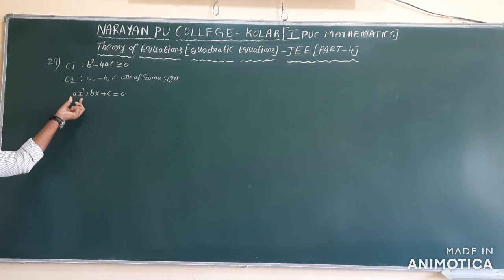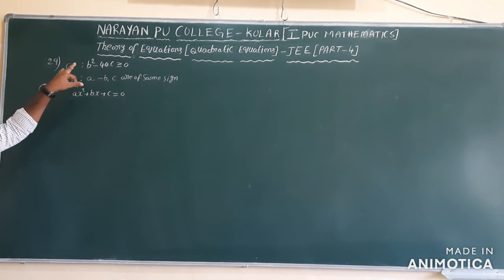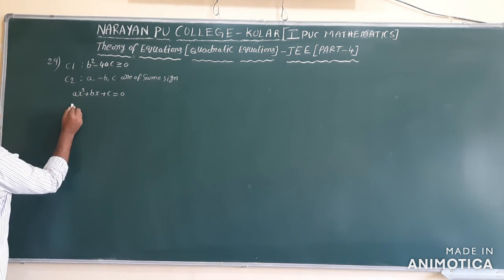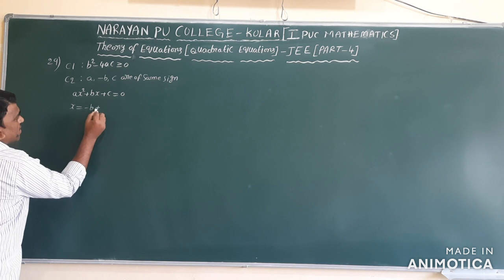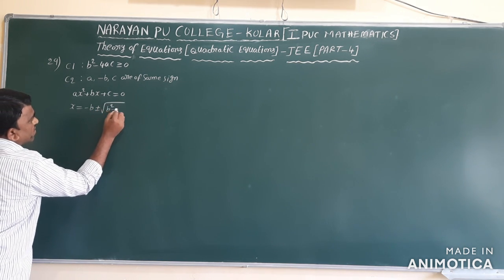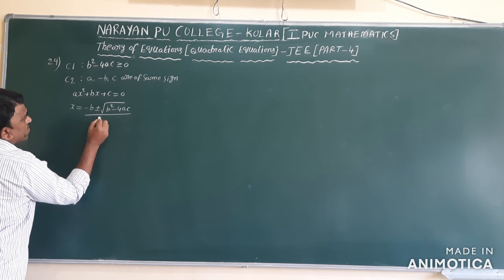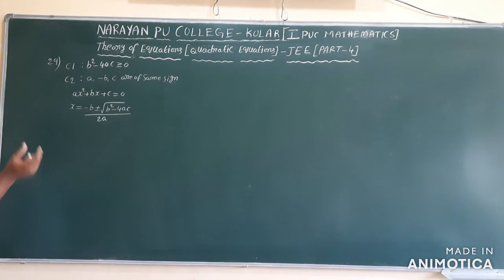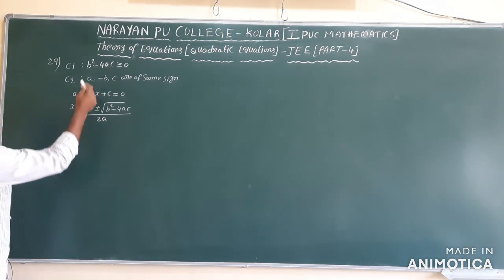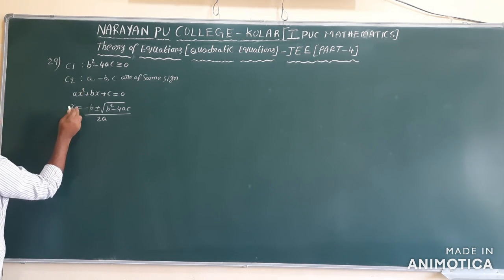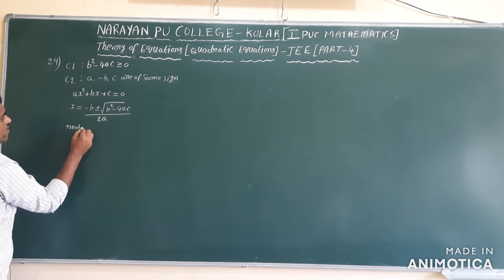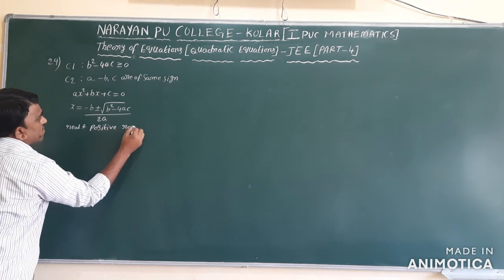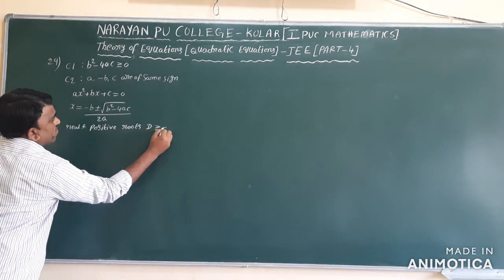Now, do the roots of this quadratic equation satisfy both C1 and C2, or do we need to verify? So generally the roots are x equal to minus b plus or minus square root of b square minus 4ac by 2a. They said the roots are real and positive. Real and positive means compulsorily greater than or equal to 0. So if you take C1, real and positive roots means the discriminant must be greater than or equal to 0.